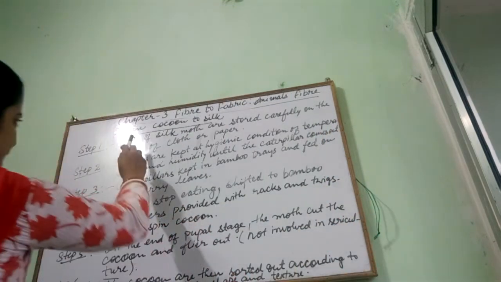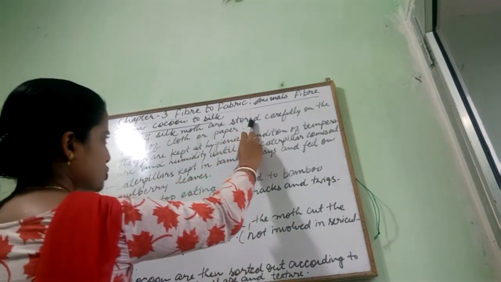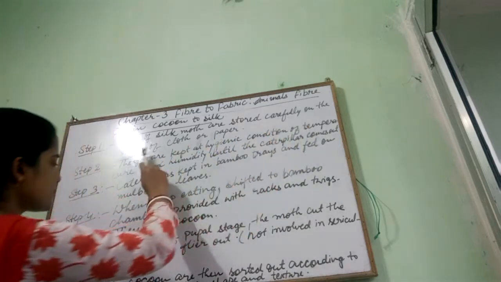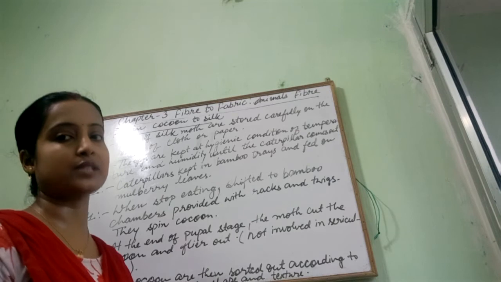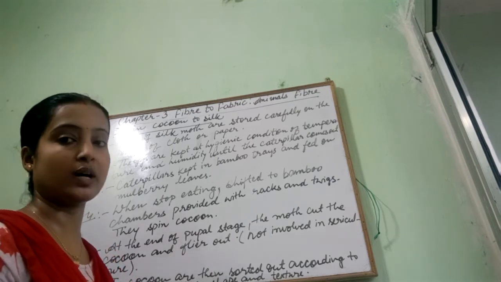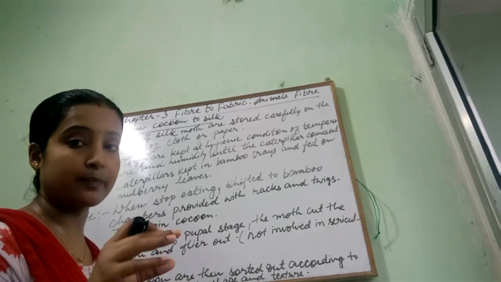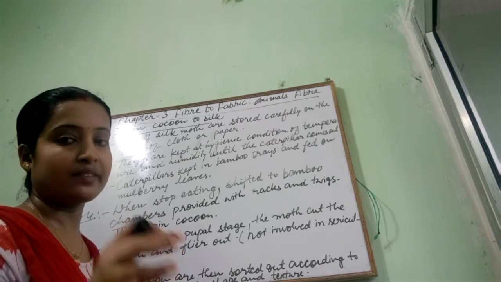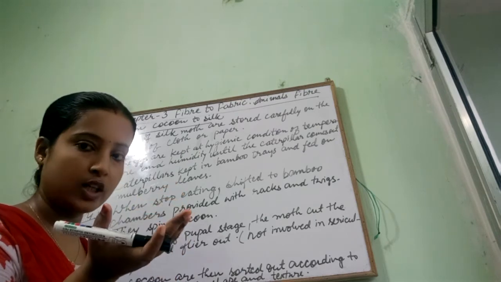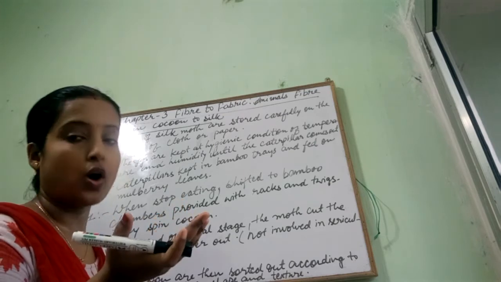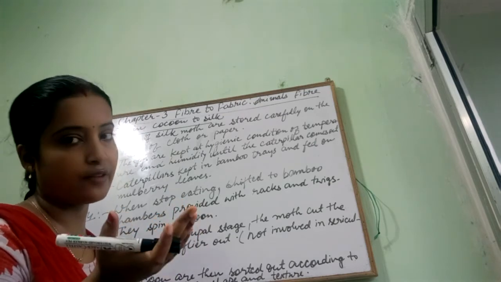First of all, eggs of the silk moth are stored carefully on strips of cloth or paper. When the silk moth lays eggs, those people who are involved in this occupation keep the eggs very carefully on paper or on cloth. This is the first step.